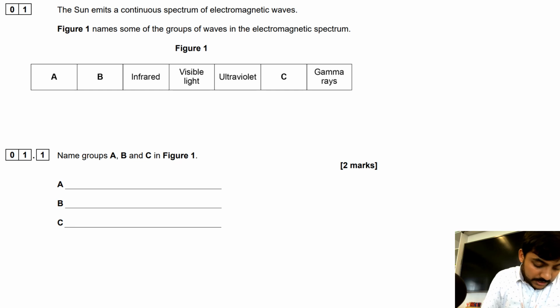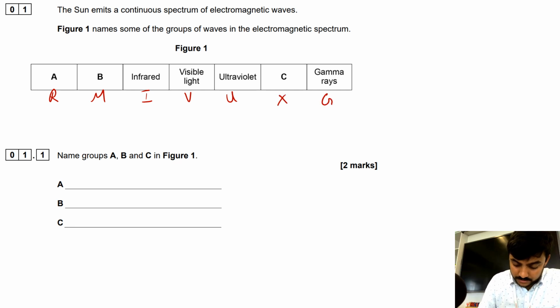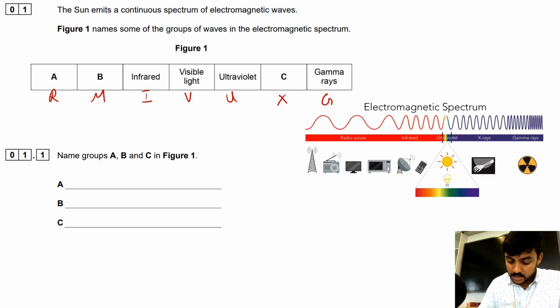But for some people it's red Martians invade Venus using X-ray guns. Okay, and then they get the order of the electromagnetic spectrum. Whatever it is, this is the order that you have to come up with. Radio waves, microwaves, infrared, visible light, ultraviolet, X-rays, and gamma rays.